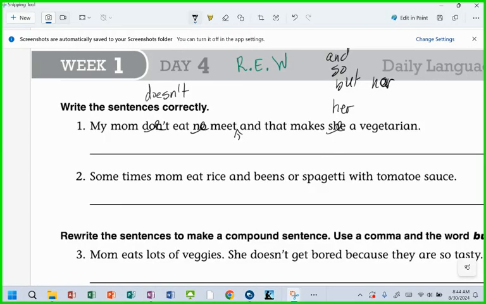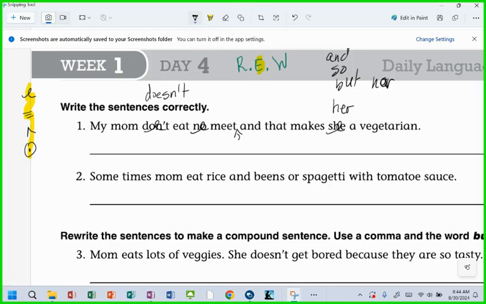Notice how I'm using symbols. This is the delete symbol. If we put 3 lines under something, that means to capitalize it. I use carets to point to where I'm adding things, right? So maybe you guys can start with those 3. And if I need punctuation at the end, I put the punctuation and I circle it. Okay, so those are some symbols that you can use for the editing portion. All right, so now let's read it one final time. My mom doesn't eat meat, and that makes her a vegetarian.